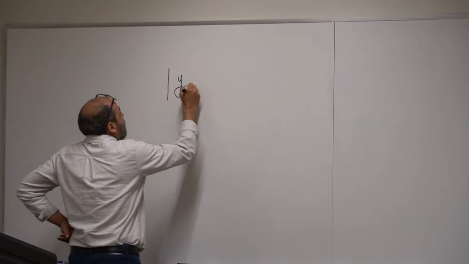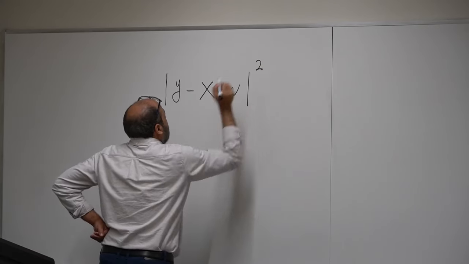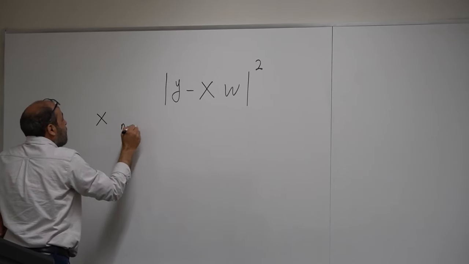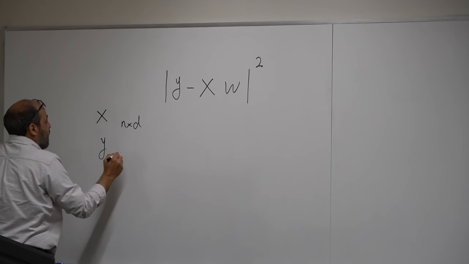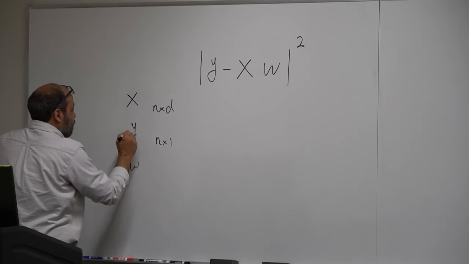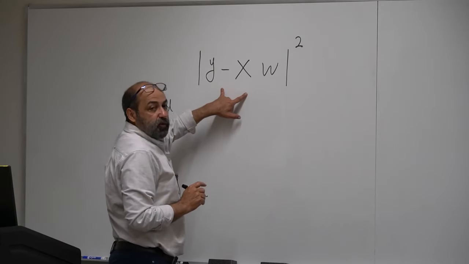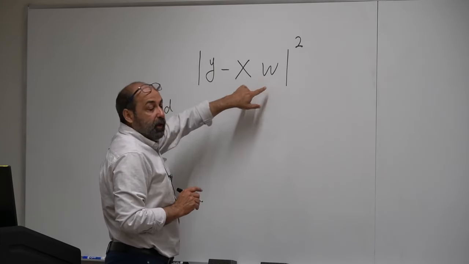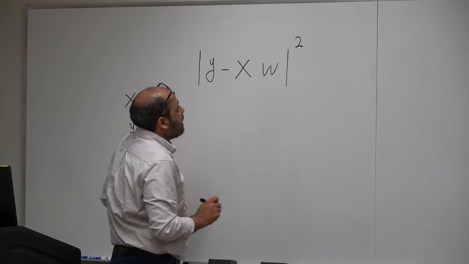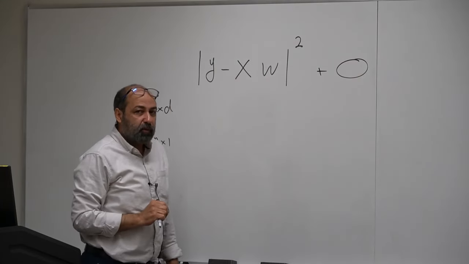If you have y minus xw squared, and X is your data matrix, it's N by D, and Y is your response variable, it is N by 1, and W is the vector of your weights, which is D by 1. Then this is a least square problem. You can compute W and fit your X to your response variable Y. And in ridge regression, we are going to add the L2 norm of W to this.